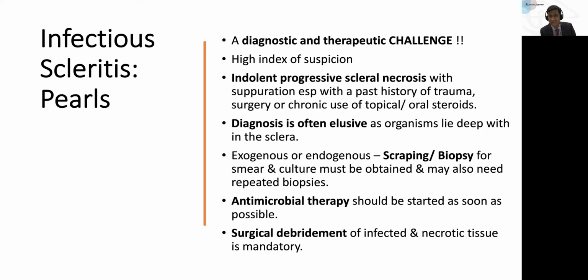So, my dear friends, to sum up, what are the pearls for infectious scleritis? It is indeed a diagnostic and therapeutic challenge. One needs a high index of suspicion before clinching the diagnosis. It can be indolent, progressive scleral necrosis with suppuration, especially with a past history of trauma, surgery, or chronic use of topical or oral steroids.